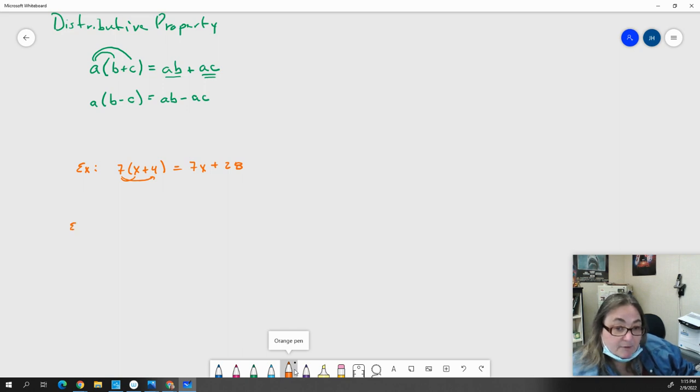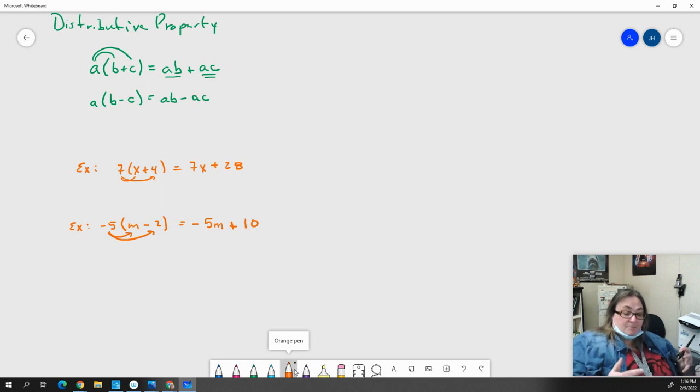Let's do another example. I like this one because it's got negative. Negative 5 times m minus 2. When we do the distribution on this, we're going to take that negative 5 and we're going to multiply it to m, and we get negative 5m. Then we're going to take it and we're going to multiply it to negative 2. Negative times a negative is a positive, so we're going to get plus 5 times 2, which is 10.